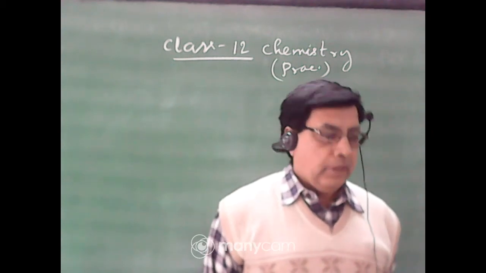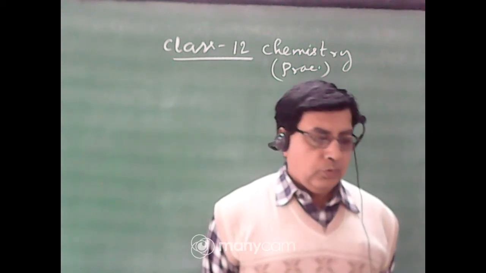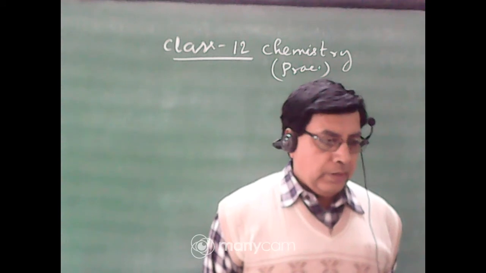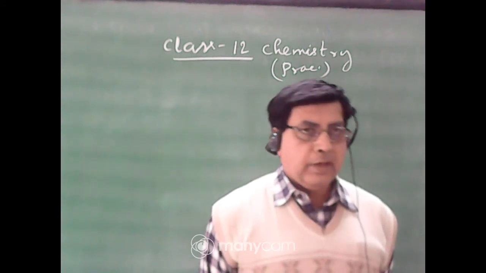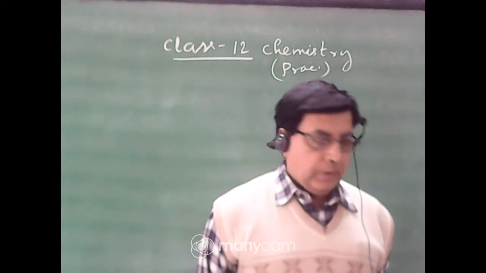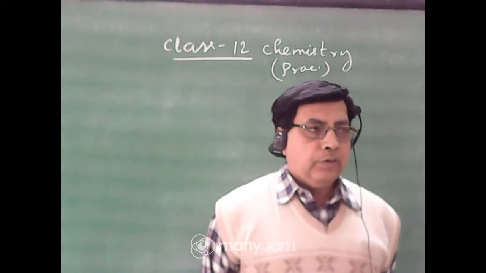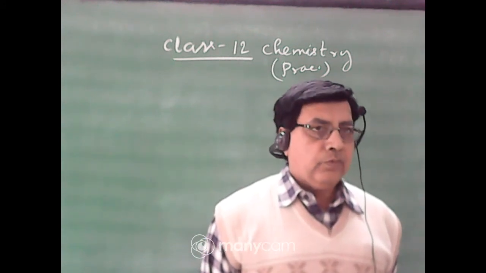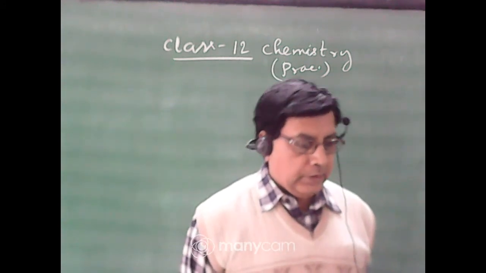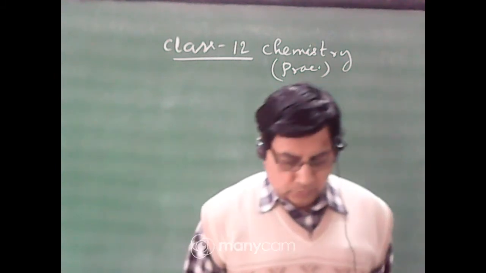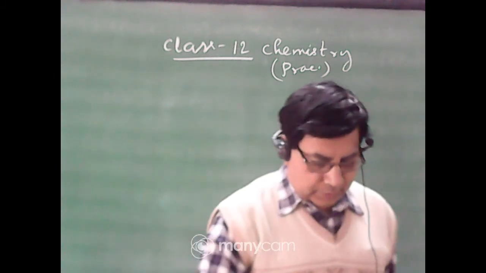You are given an unknown inorganic compound, you have to find out the cation and anion present in the salt and must write in a systematic manner. And number 3, you are given an organic liquid, you have to detect the functional group present in the liquid. This will be the 3, so you must revise these 3.